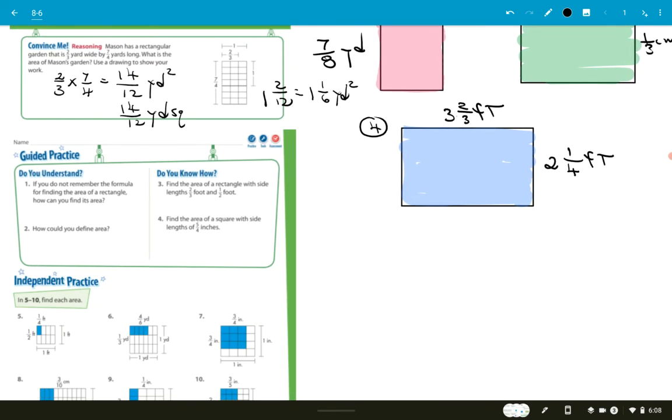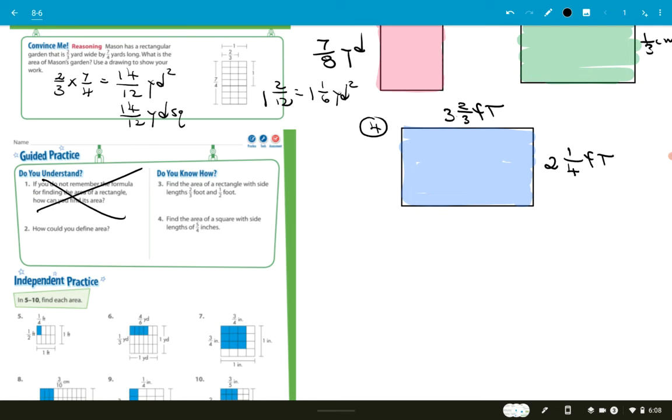All right, let's look at the guided practice. I'm not worried about number 1. Number 2, how could you define an area? Let's see what some of you would use. How would you phrase that? They're not talking about the formula for area, length times width. They're asking you, how would you define it?